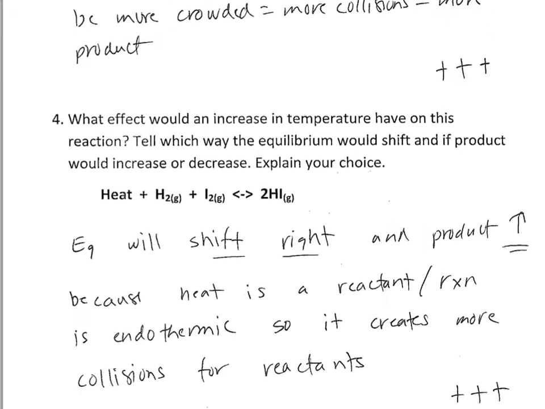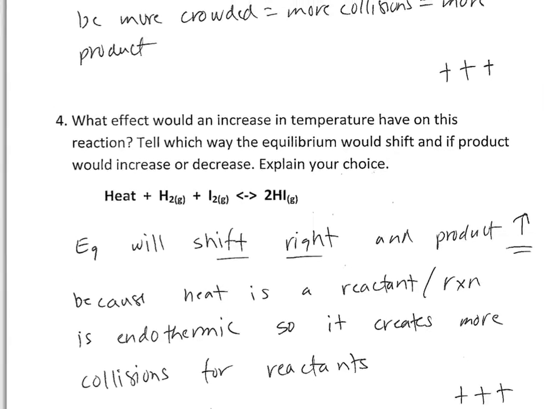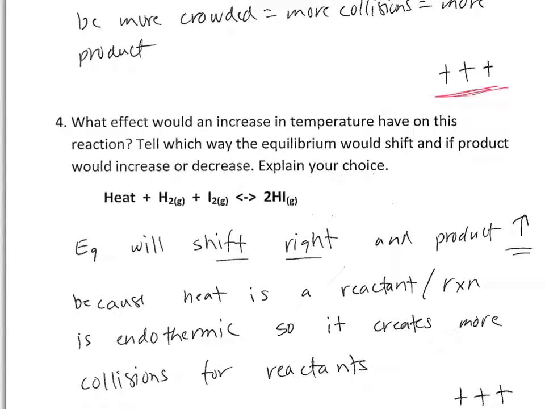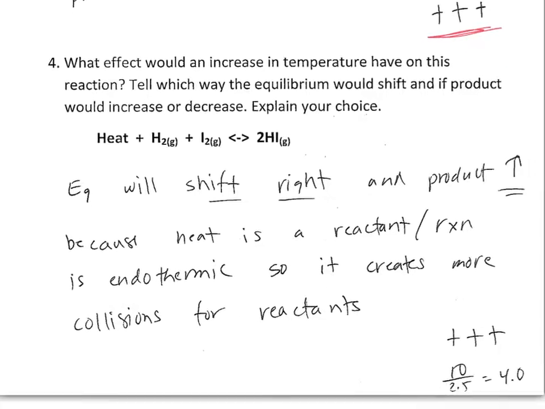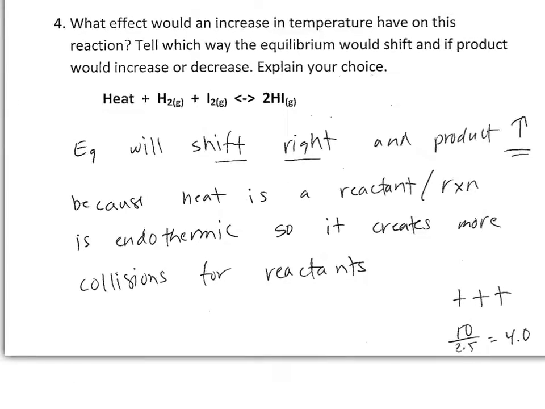And then number 4, a temperature question. I just mentioned real quickly, this was a 3-mark question back here, and number 4 is also a 3-mark question. What effect would an increase in temperature have on this reaction? Which way would the equilibrium shift, and does the product increase or decrease? Give your reasoning. Well, heat is listed as a reactant, so that lets me know that heat is a reactant, and adding more heat or increasing temperature will cause more collisions on the reactant side, shift the equilibrium to the right, and increase the amount of product made.